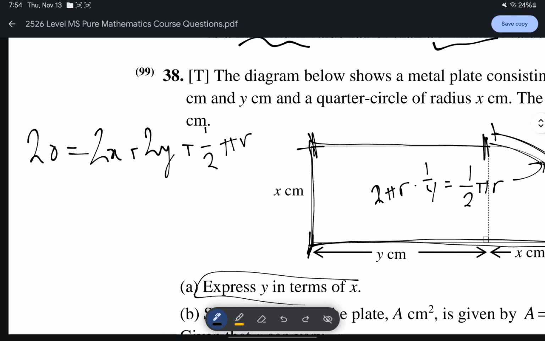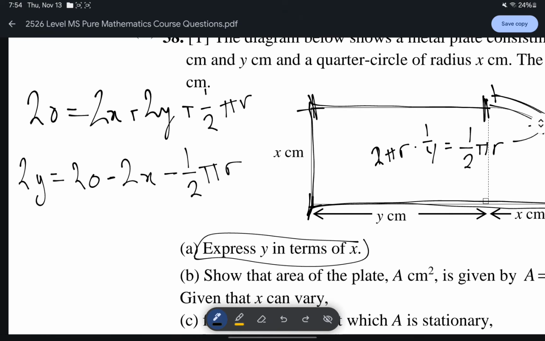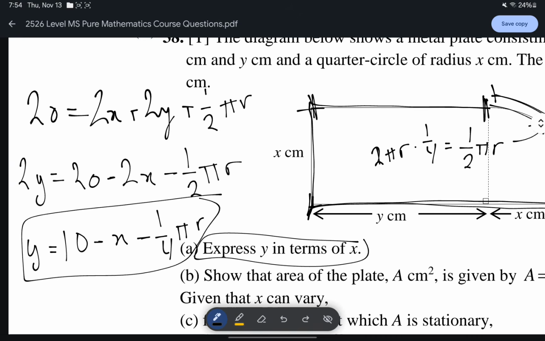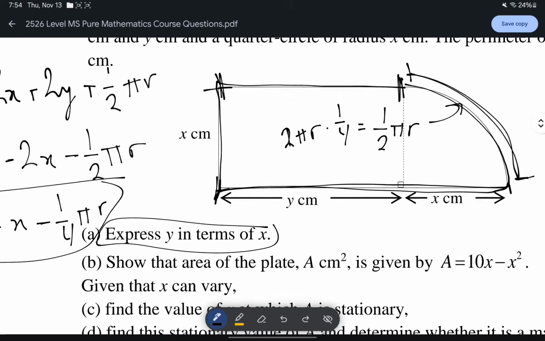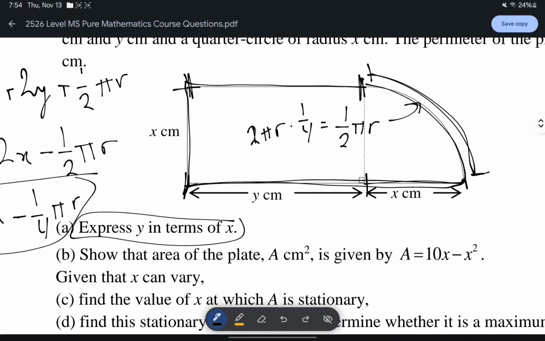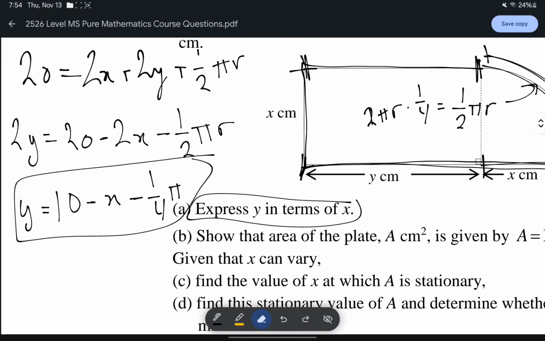They want us to express y in terms of x, and you keep y alone. So I'll keep the y alone, it's equal to 20 minus 2x minus 1 over 2 pi r. Okay, and then we divide everything by 2. So our y is equal to 10 minus x minus 1 over 4 pi r. This is our equation, this is part A. And one thing, instead of saying radius, they showed that the radius is x. So you could just replace this r here with x. Okay, it's the same thing, yani. They didn't say radius r, they said radius x.